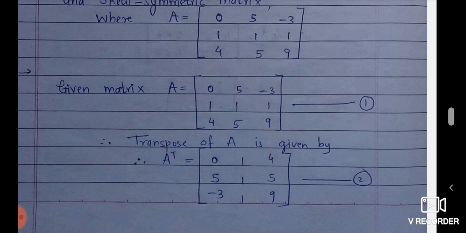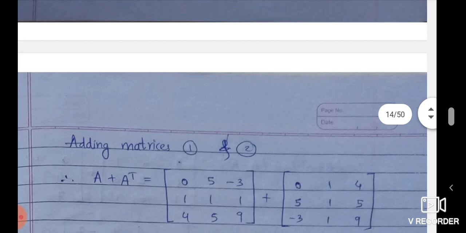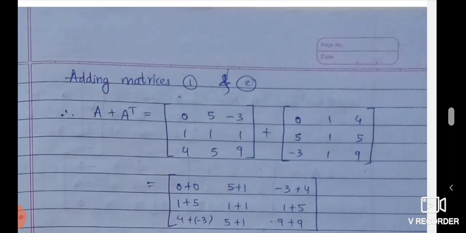What we want to do is express A as a sum of two matrices where one matrix is symmetric and the other one is skew symmetric. So what I have done, first I found the transpose of the matrix, just interchanging the rows and the columns. See, the first row is written in the first column, then the second row in the second column, the third row in the third column. Then I'm going to add the matrices A plus A transpose.